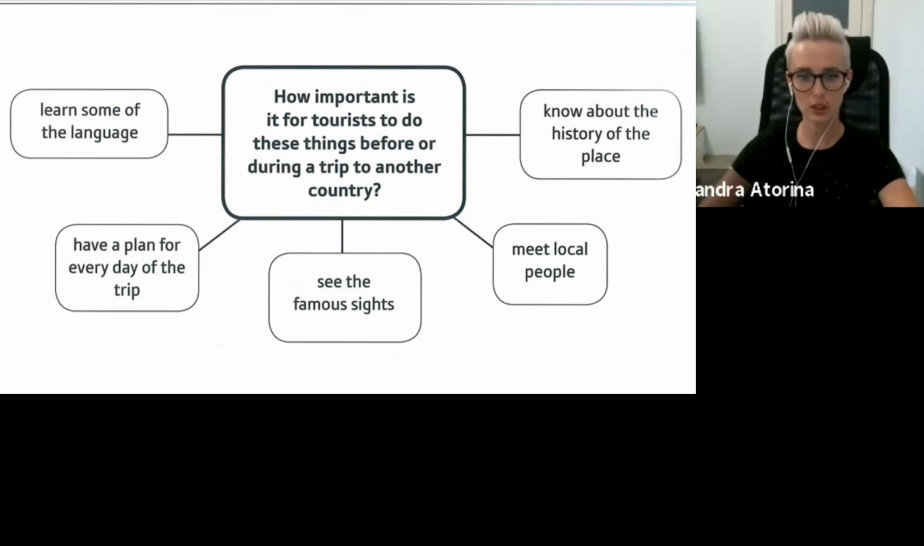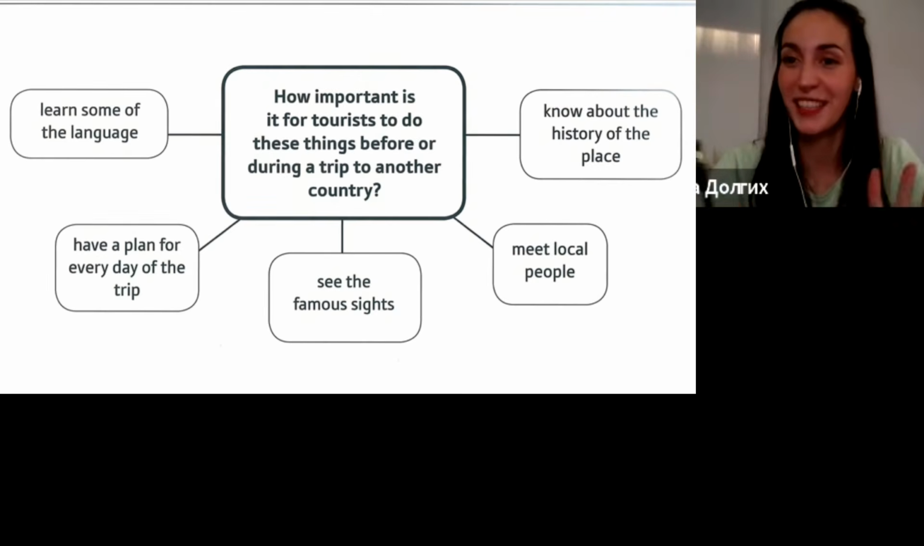As we're speaking about seeing the famous sites, I suppose this is one of the main purposes why you go somewhere. Yeah, so to see the landmarks, to see the sites. And I suppose this is one of the most important things to do when you travel, when you visit other countries and cities. Yeah. What do you think? Yeah, sure, without any doubt.